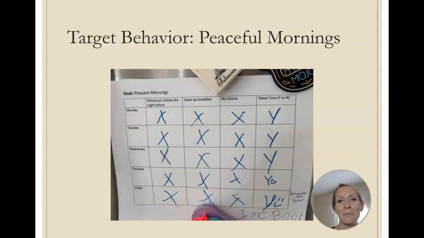At home, here's an example of how we use positive reinforcement. So my whole goal is just to have a peaceful morning. I just want to get out of the house without a fight, without arguments. I just want it to be calm. That has not been the case in our house all the time.